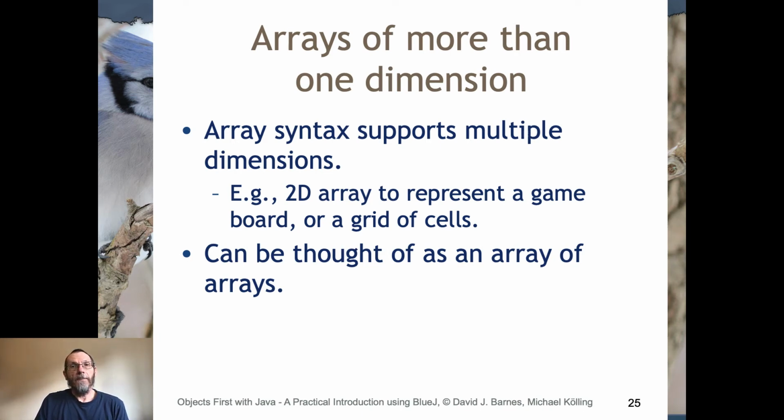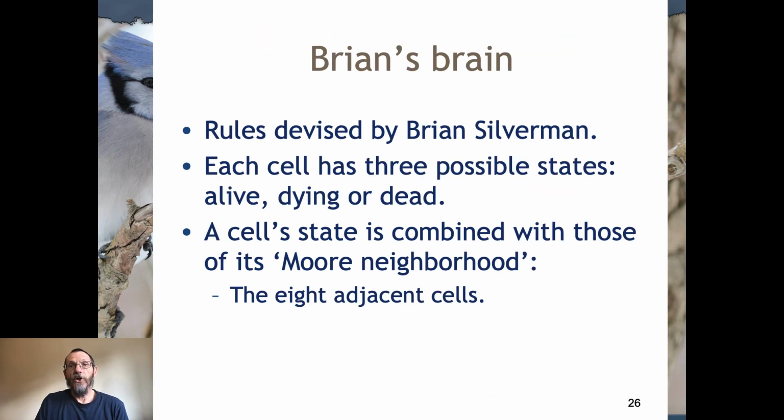So a 2-dimensional array in effect gives us a grid or a table. The way that Java implements multi-dimensional arrays is actually they're considered to be arrays of arrays. So the rows in a 2-dimensional array are actually 1-dimensional arrays. Let's look at one of the ways in which we might use a 2-dimensional array in order to represent a more sophisticated cellular automaton. The one we're going to look at is what's known as Brian's brain, and it's called that because it was devised by Brian Silverman.